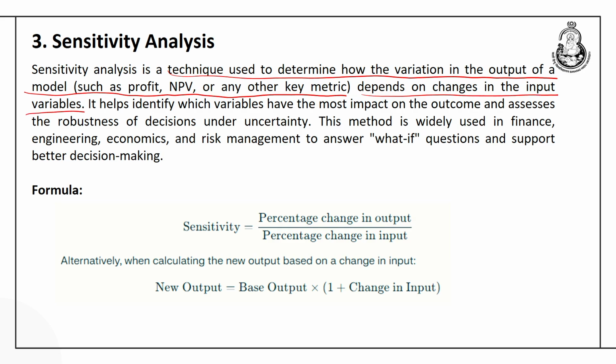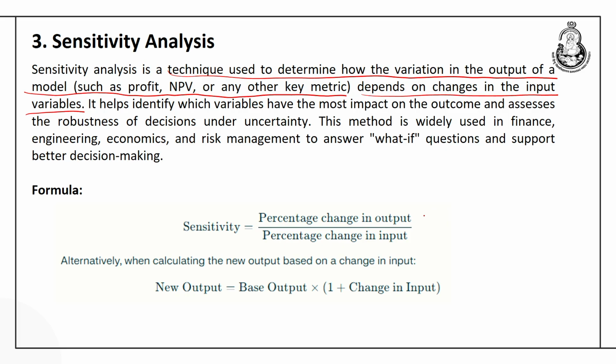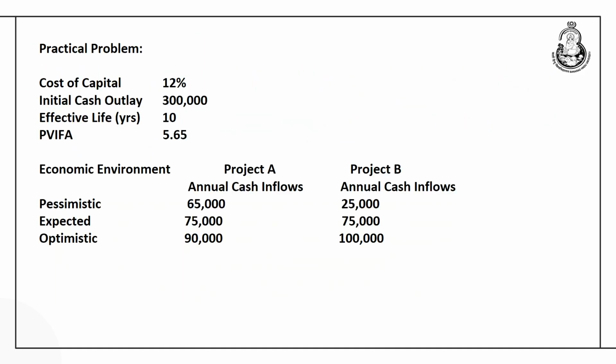So, that means it would try to find out what changes will take place in NPV given a change in any of the independent variables. Probably it may be the variable cost, the fixed cost, the selling price, and so on. So, the formula for calculating the sensitivity is percentage change in output given a percentage change in input. Alternatively, we can also calculate it as new output equals base output multiplied by 1 plus change in the input. Let us take a problem.